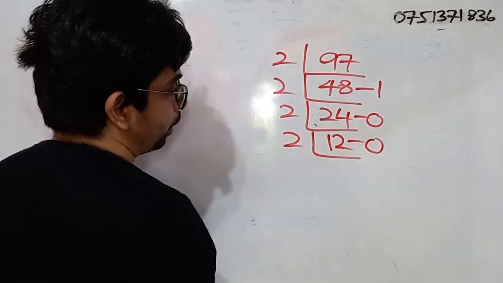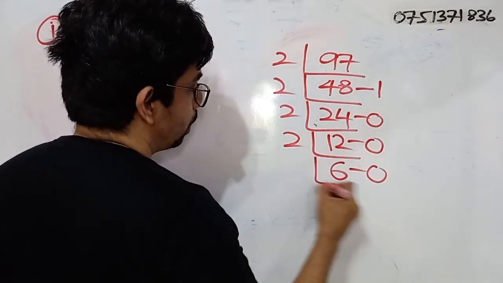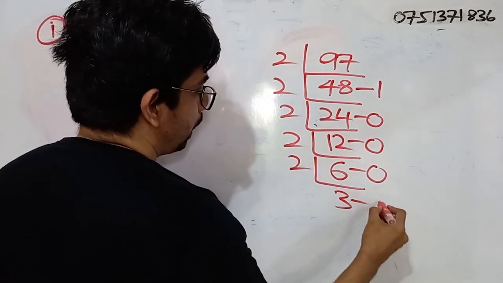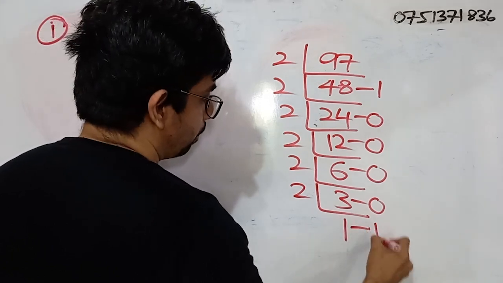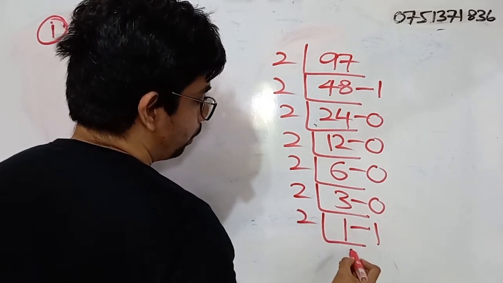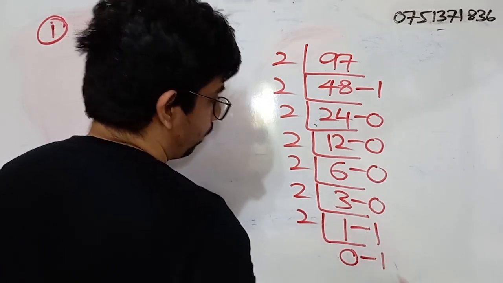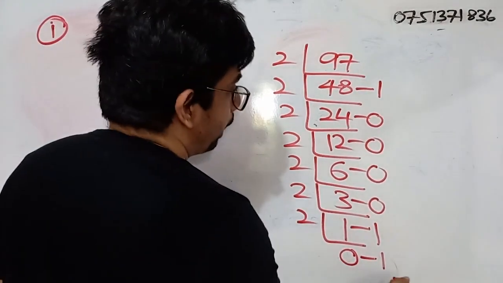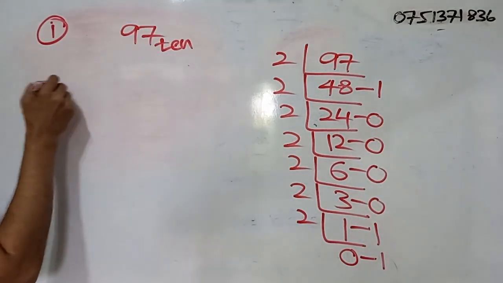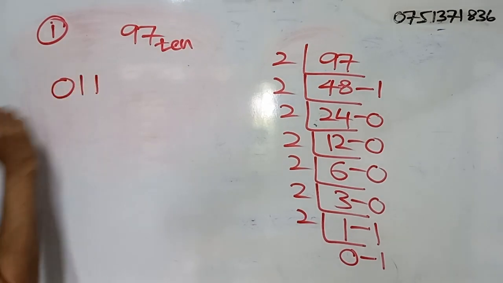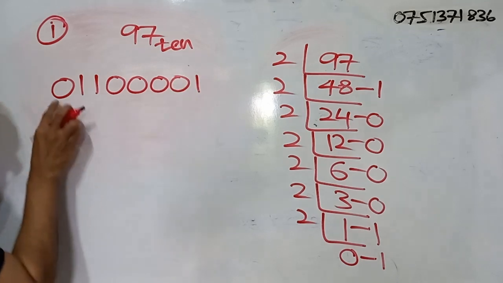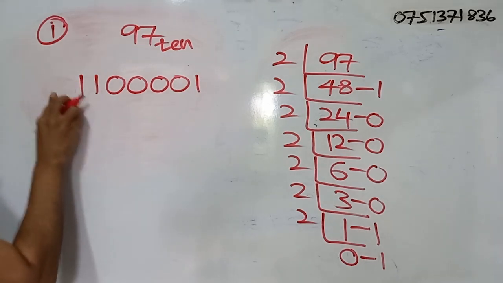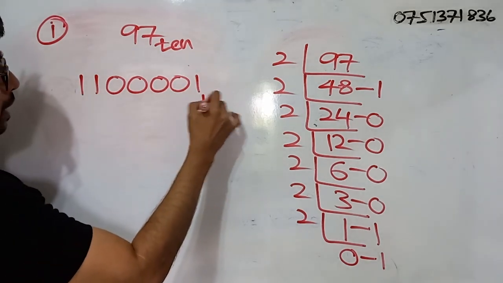12 divided by 2, what do we get? 6 and a remainder of 0. 6 divided by 2, what do we get? 3 and a remainder of 0. 3 divided by 2, what do we get? 1 and a remainder of 1. 1 divided by 2, we get what? 0 and a remainder of 1. Okay, so now we will write all these numbers. So 0, 1, 1, 0, 0, 0, 0, 1. So we can forget the leading 0 and the base is what? 2. Right, next one, J.